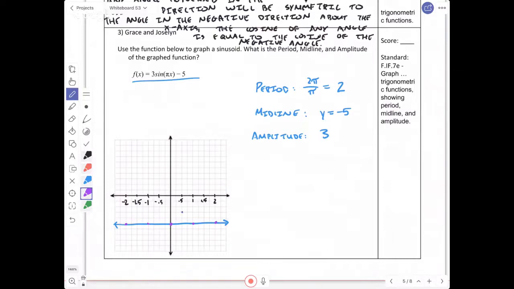Halfway in between, I'm up at the high point. Let's see, what's the high point? Up 3. 1, 2, 3. And then I'm down at the low point. 1, 2, 3. And low point, 3, 3. Here we go.